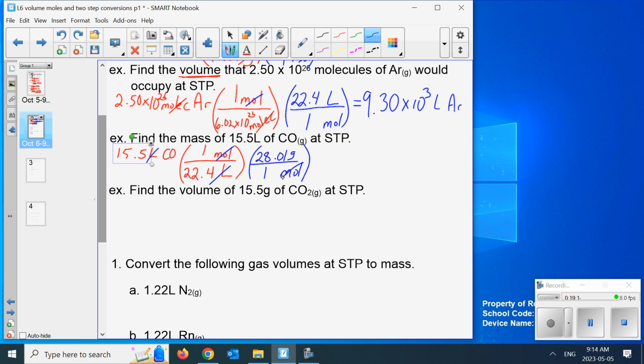15.5 divided by 22.4 times 28.01. How much did I get? Okay, I get 19.3819 and so on. But my smallest amount of significant digits is 3, so I'm going to cut it off at 19.38 and round it properly to 19.4. That is in grams, and it's carbon monoxide.